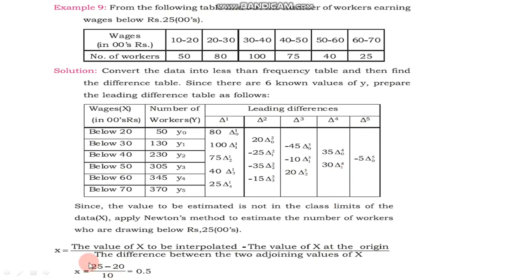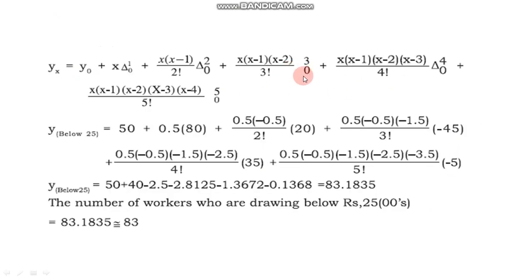After the difference table, we go for x: the given value minus x naught divided by the difference of the x column. Given value is 25 minus x naught, below 20, so we consider it as 20 only, divided by 10. 25 minus 20 is 5 divided by 10, you will get 0.5. After that the formula: because here delta naught 5, the delta is missing here, so till delta naught 5 you have to write the formula. Note that 1 factorial is 1 only, 2 factorial is 2, 3 factorial is 6, 4 factorial is 24, 5 factorial is 5 into 4 into 3 into 2 into 1. Delta naught 4 you can write up to 3 here. Just extend x into x minus 1, x minus 2, x minus 3, x minus 4 divided by 5 factorial into delta naught 5.